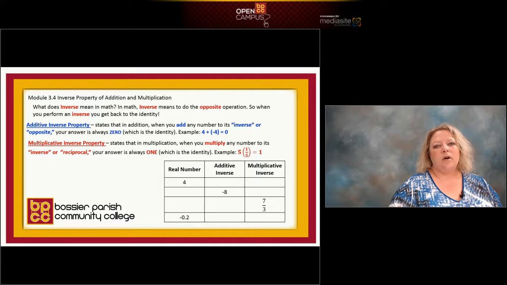Reciprocal means to take any number and flip it like a fraction. So if I had the number 1/2 and I wanted the reciprocal, it would be 2/1, because I take the numerator and the denominator and I flip their place. So the multiplicative inverse property states, if I multiply any number times its reciprocal or its inverse, the answer I get is 1. And crazy enough, the 1 is the multiplicative identity, which is also what we covered in 3.3. So now we're going to go to the board and do a few additive inverses and multiplicative inverses.